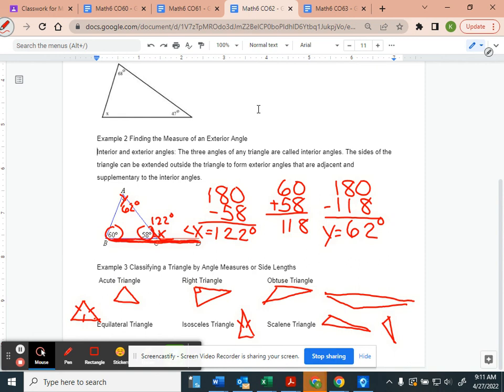How do we feel about classifying triangles? Okay. So if you need to, look at the binder sheet when you're working on your workbook page. So let's see what we're doing today. We're doing page 131 and 132.